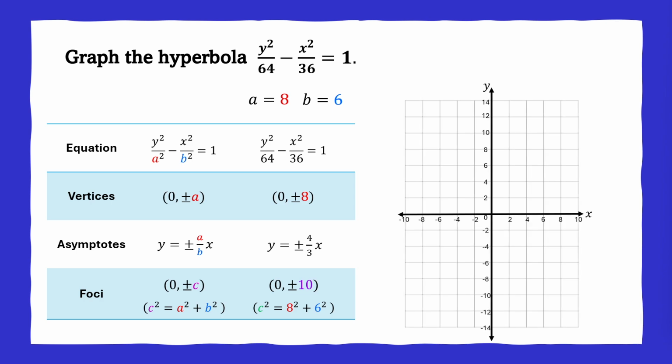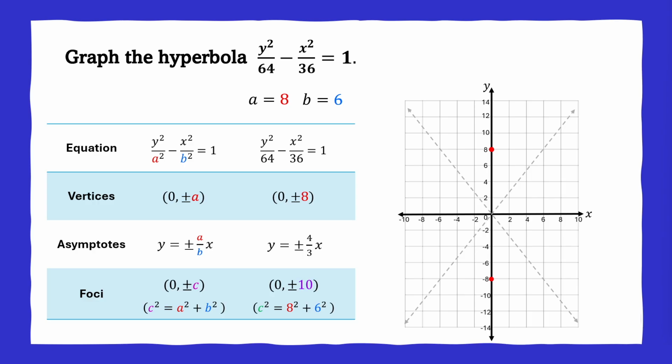Finally, sketch the graph. Start by plotting the vertices by moving 8 units up and down from the center, which is the origin in this case. To draw the asymptotes, use the slopes of plus or minus 4 over 3. That means from the center, you can go up 4 and right 3 to draw one line, and then down 4 and right 3 to draw the other. These asymptotes form an X shape through the center.